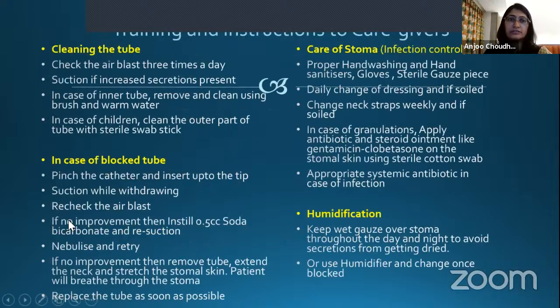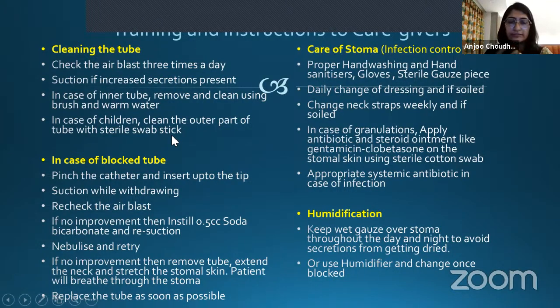But basically what it covers is cleaning of the tube. For cleaning the tube, the parents are trained to check the air blast at all times. So if a patient comes to you in the OPD, you check the air blast, whether the tube is blocked or not. Try to suction the secretions well. You can clean the tube with Sterillium or any hand rub with a gauze piece, or you can use a cotton bud to clear the whole area. In case of a blocked tube, the parents have to be told how to check, how to suction the tube, check the air blast. If it's not improving, then you put some soda bicarb and resuction. Nebulize the child well with saline nebulization and then try to resuction. And if it's not happening, then we have to replace the tube.